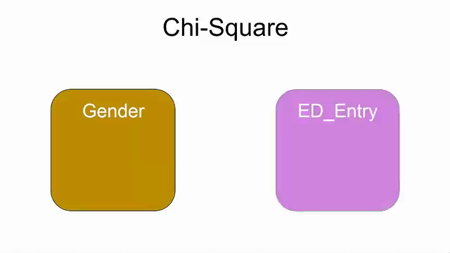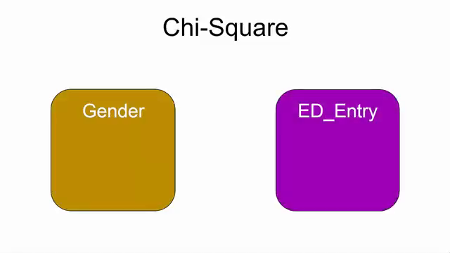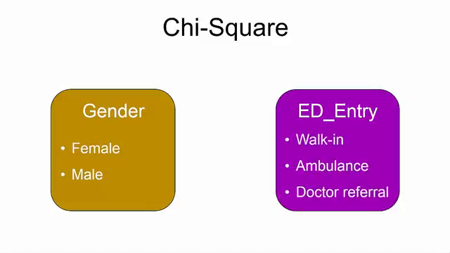Chi-square assesses the association between categorical variables. This example involves two categorical variables, gender and ED entry. Gender contains two categories, female and male. ED entry contains three categories: walk-in, ambulance, and doctor referral.